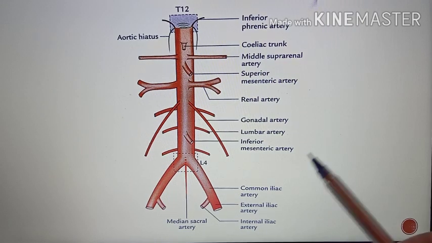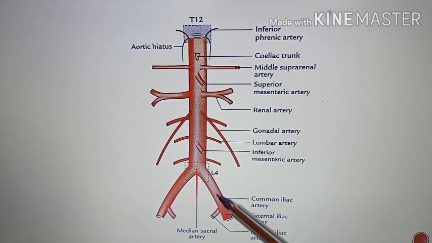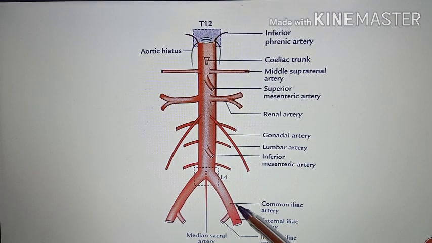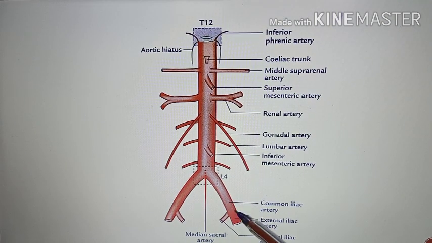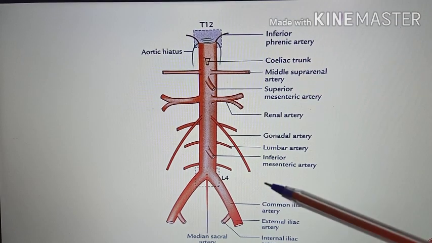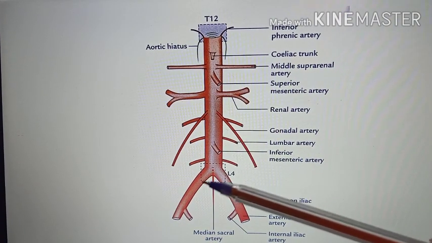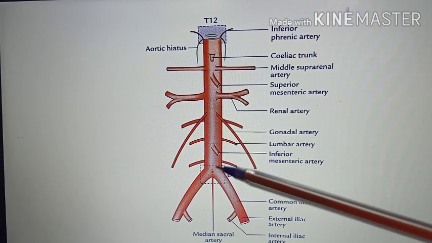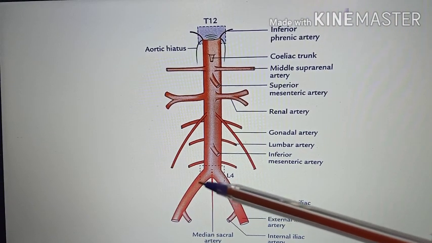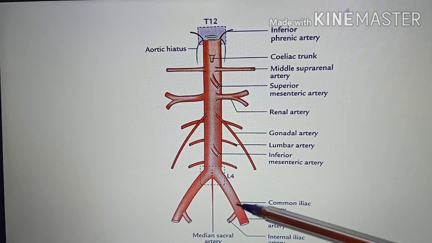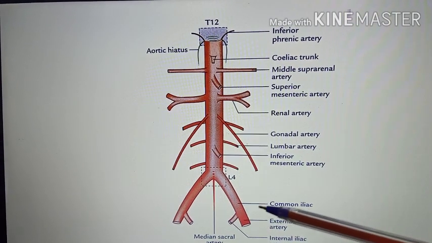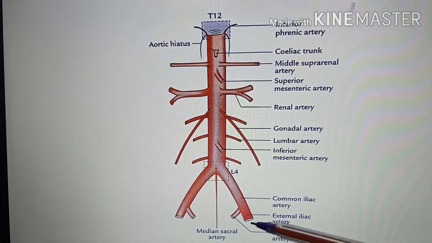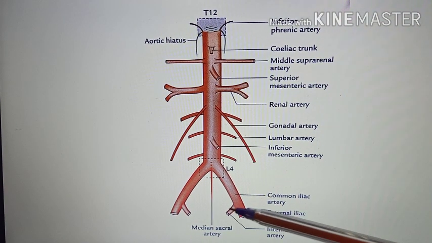Coming to the terminal branches, we have a pair of common iliac arteries. In this picture you can see the terminal branches of the abdominal aorta, that is a pair of common iliac arteries. They begin in front of the body of L4 vertebra, about 1.25 centimeters to the left of the median plane. Each common iliac artery terminates in front of the sacroiliac joint by dividing into the external iliac artery and the internal iliac artery.